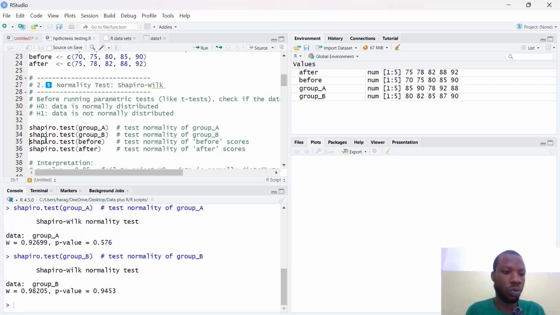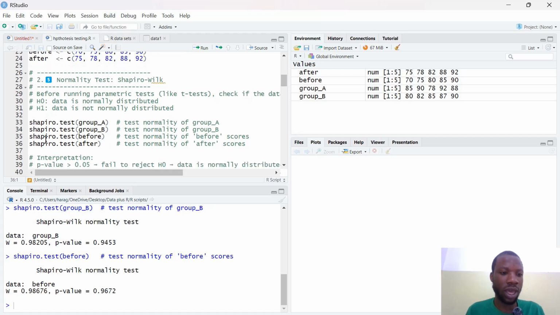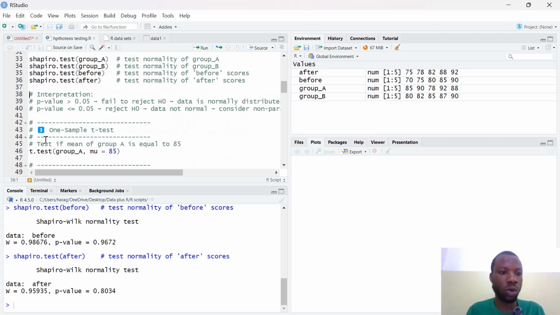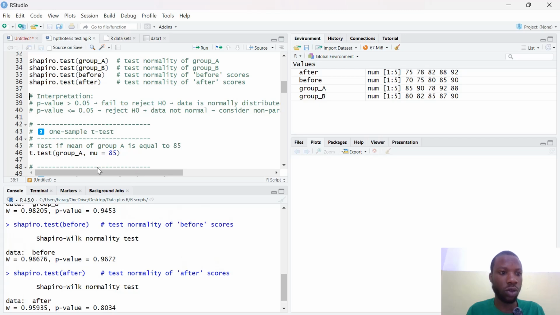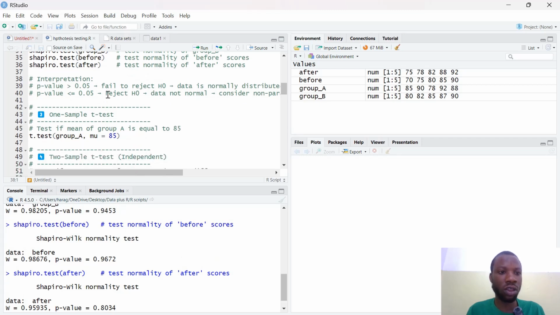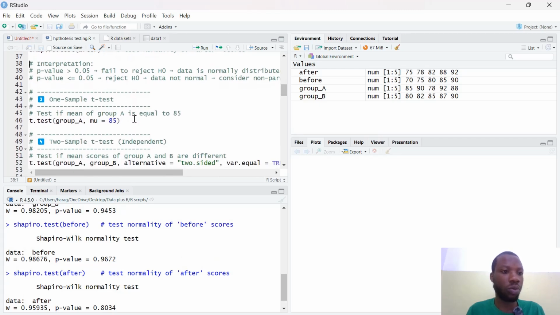Again, for group B, it is still the same. For group A, and the groups after and before, it is still the same. Those are also the Shapiro tests. Now we can proceed since our data is normal. If we see that the data is not normal, we are not going to proceed. We would look for other tests so that we can normalize our data.